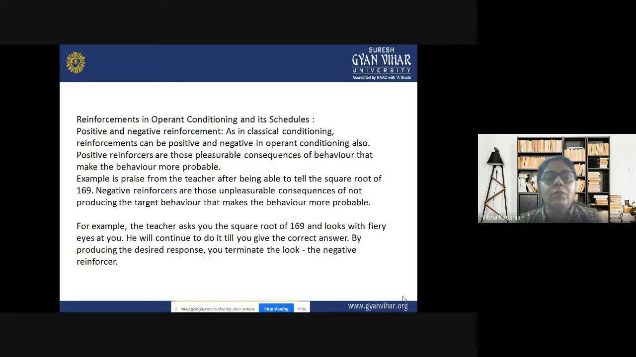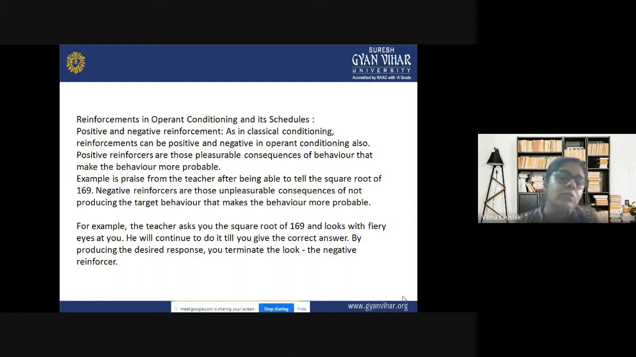Positive reinforcers are those pleasurable consequences of behavior that make the behavior more probable. Means those consequences will give pleasure to the learner. An example is praise from the teacher after being able to tell the square root of 169.